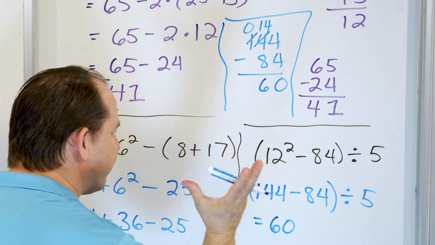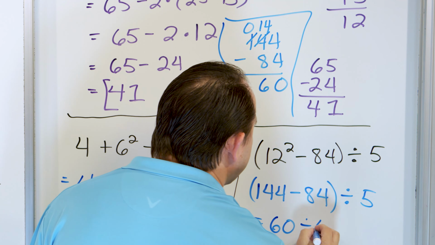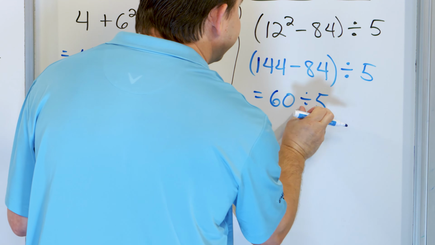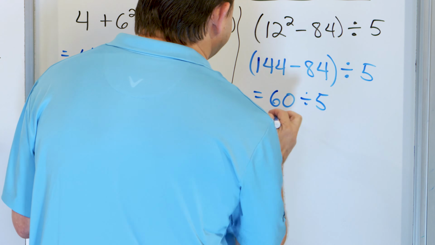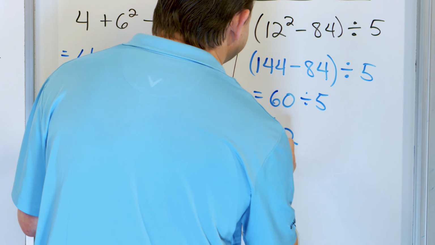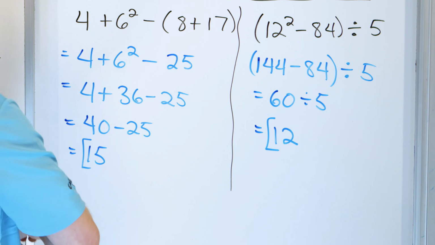And the parentheses can then drop away. Then you divide by 5. Because after we calculate this, we still have to divide by 5. That comes last. 60 divided by 5 is 12. Because 12 times 5 is 60, and that's the final answer.